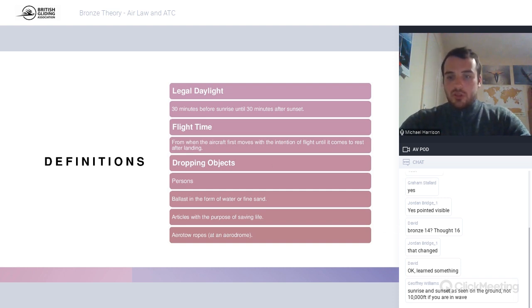I've just seen someone post in the comments, sunrise and sunset, I see on the ground. Yes, that's absolutely correct. In fact, the Met Office produce a formal sunrise and sunset time for every location in the UK. And it's the sunrise and sunset time as published by the Met Office, which is the legal definition, regardless of when you think you can actually see the sunset, because at 10,000 foot in wave, you will see the sun for a lot longer than someone on the ground will.